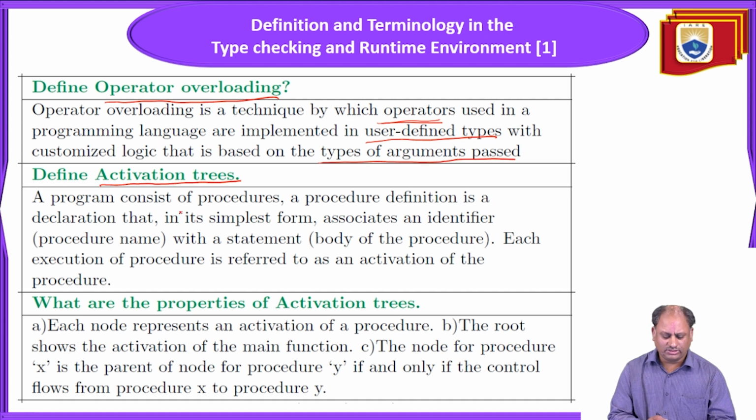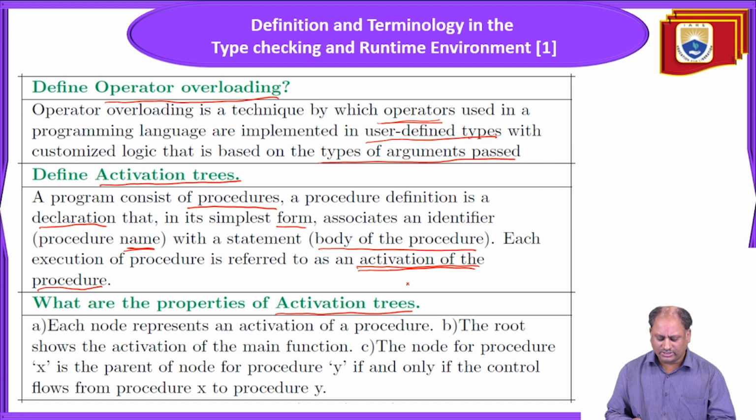An activation tree is generally based on a program that initially consists of some procedures. A procedure is a function which has a declaration, the procedure name, and the body of that procedure. Then execution of the program is referred to as activation of the procedure. Whenever the control comes to that particular function, it enters the body of the statements, and after completion of the block of statements, it leaves the control. So this is part of the activation of that procedure.